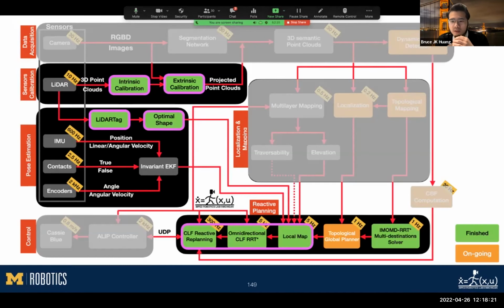To conclude this dissertation, we have introduced the blocks of sensor fusion, pose estimation, and reactive motion planning system.